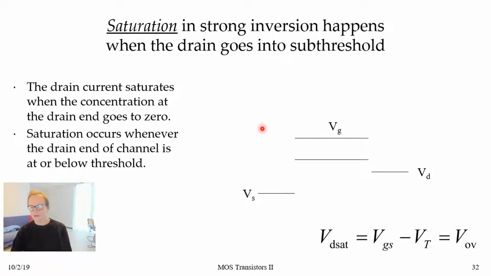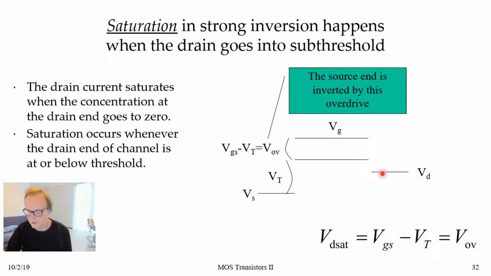So let's look at it as a kind of a picture here. Here we have voltages in this picture. We have the source voltage, we have the gate voltage, and we have the drain voltage. And this is the threshold here. So right now in this particular situation, the threshold voltage is here, and the gate is above threshold by the overdrive, right? And the drain is at this voltage here. So the source end of the channel is inverted by this overdrive, because here you have this much overdrive at the source end.